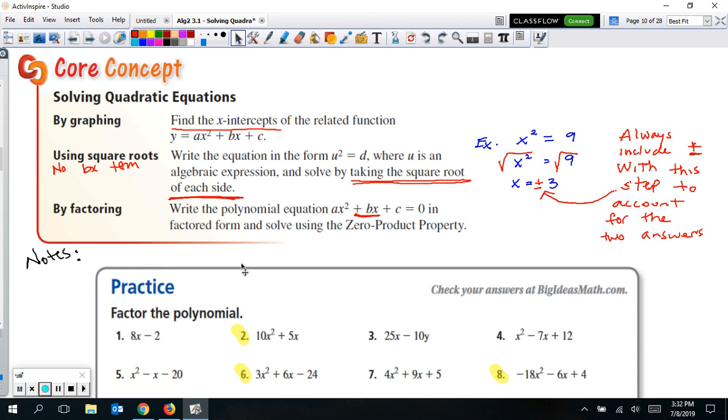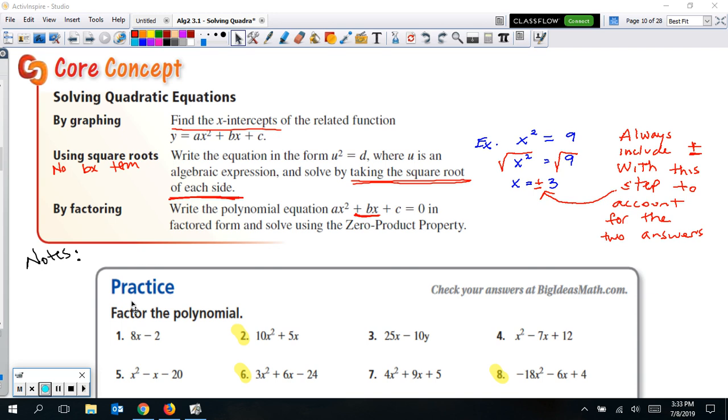Now factoring, underneath this core concept, there's some notes section here. I want us to try some factoring. I'm going to do 3 of these with you. You can go and start writing these down, 1 through 8. You're going to put down there. And I'm going to do 2, 6, and 8 with you, and you can try the rest on your own.